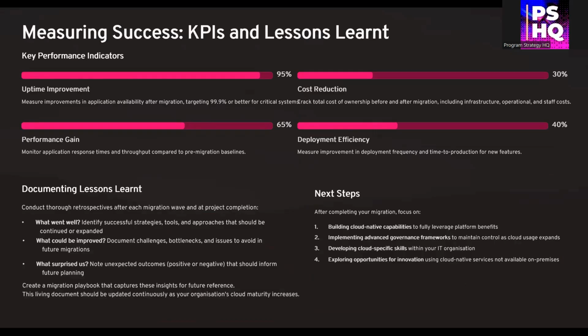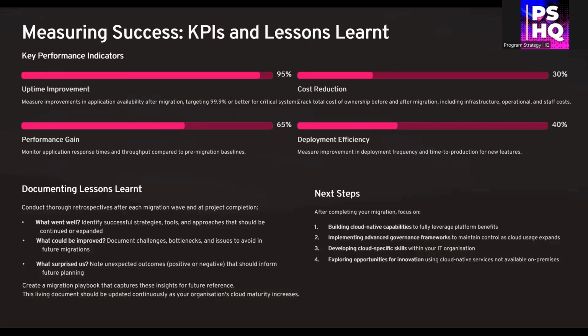As your cloud migration concludes, it's time to measure success and, more importantly, learn from mistakes. Let's begin with key performance indicators. Uptime improvement. Track application availability post-migration. For business-critical systems, your goal should be 99.9% or higher. In most mature environments, a 95% improvement is realistic.